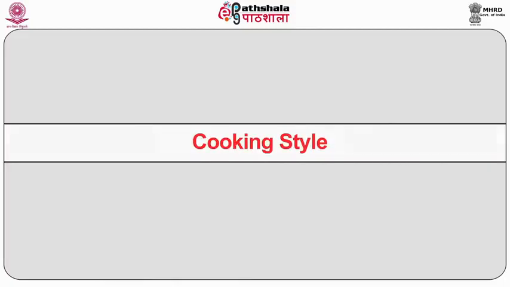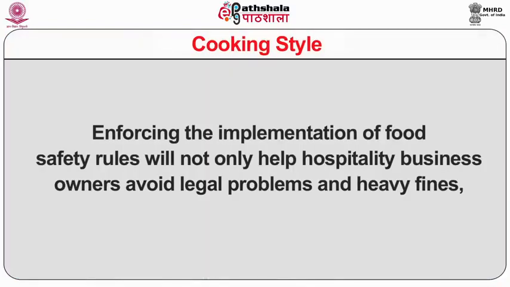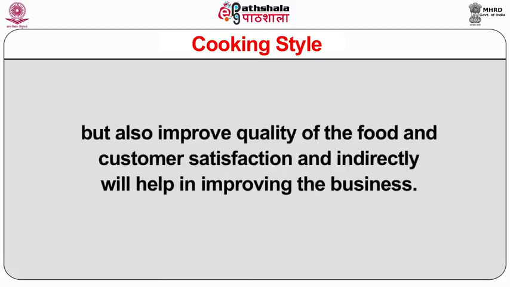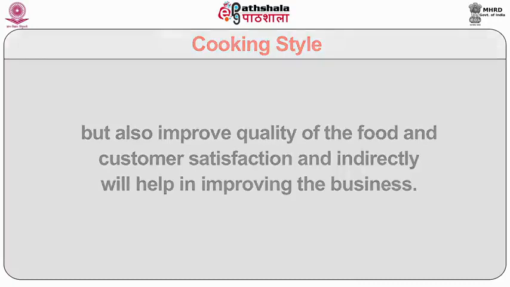Cooking style. Staff related to food production must know the proper rules of safe cooking and strictly follow them. Enforcing the implementation of food safety rules will not only help hospitality business owners avoid legal problems and heavy fines, but also improve the quality of the food and customer satisfaction, and indirectly help in improving the business.